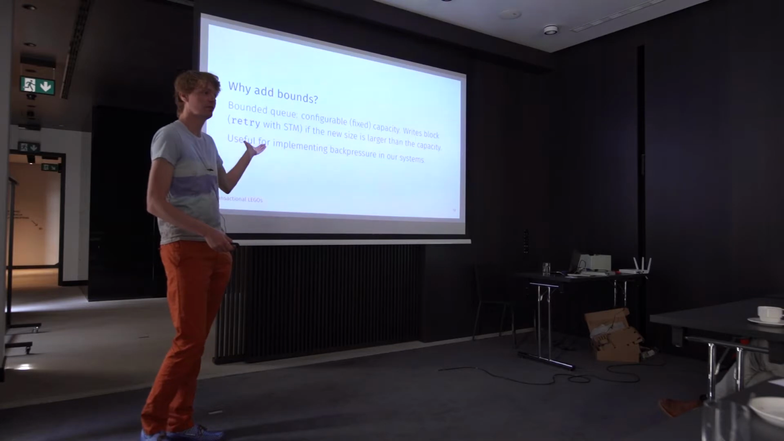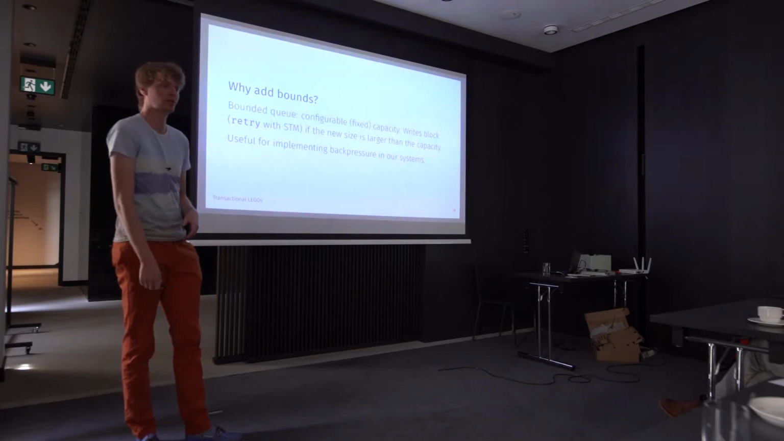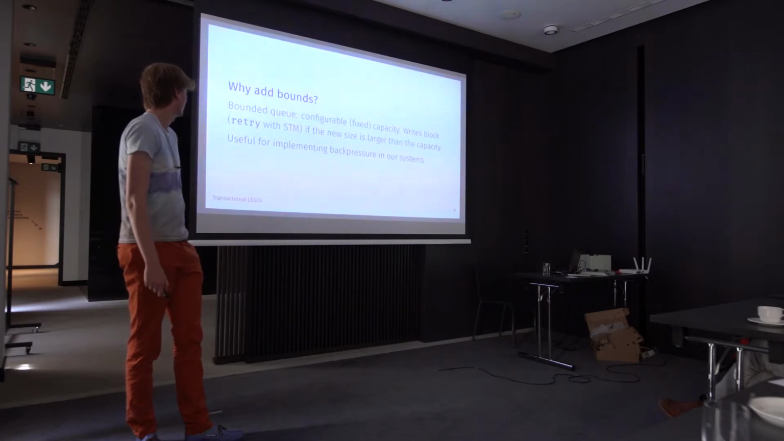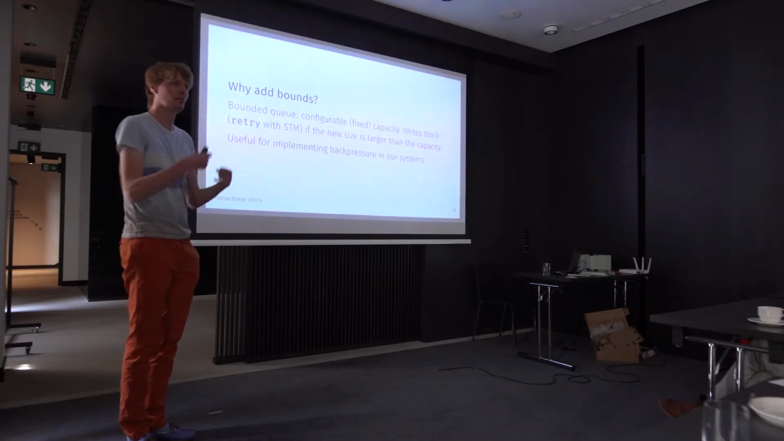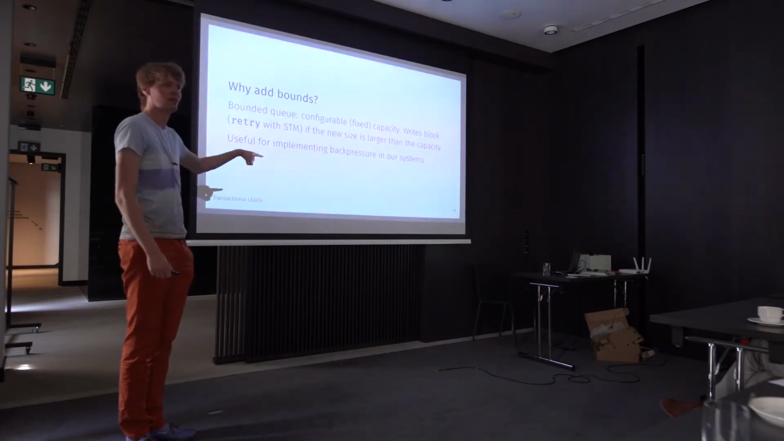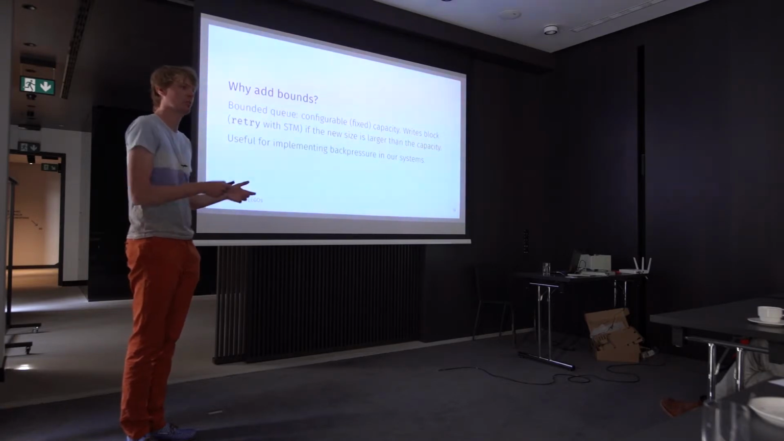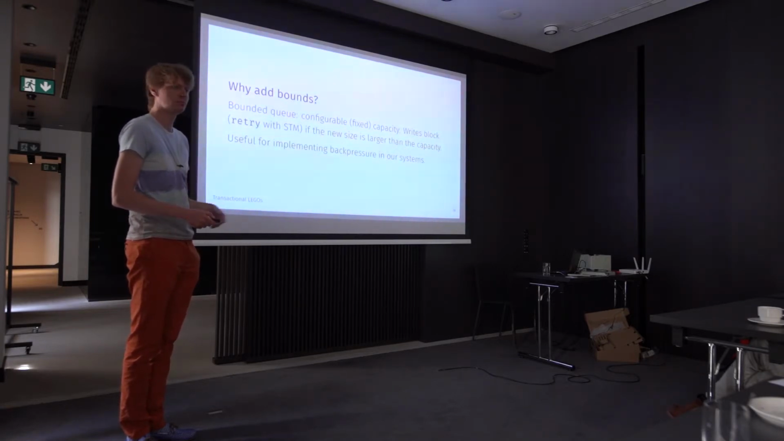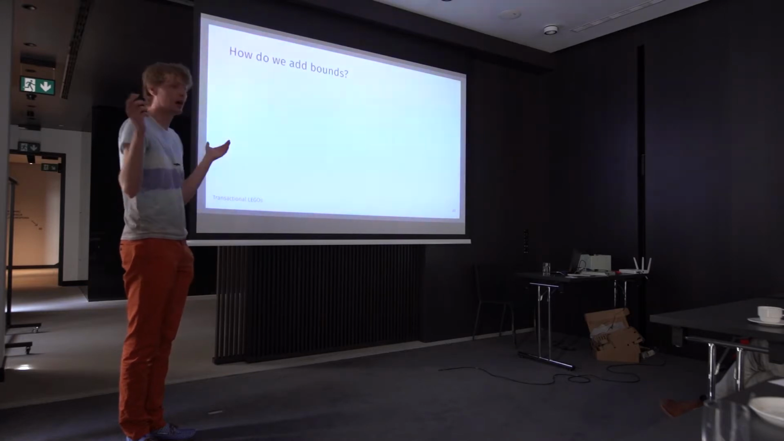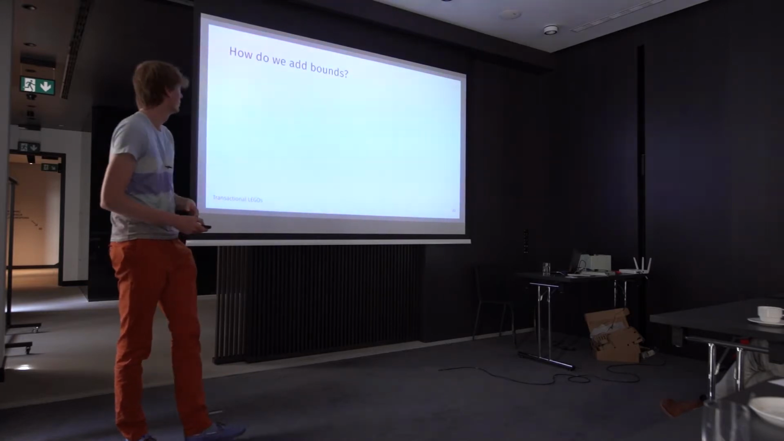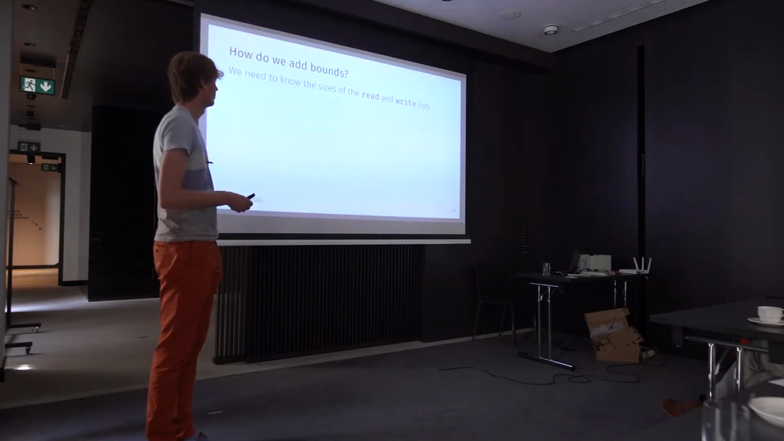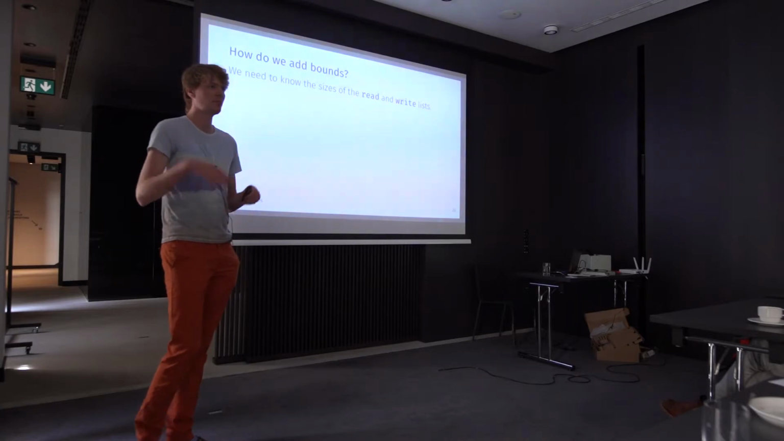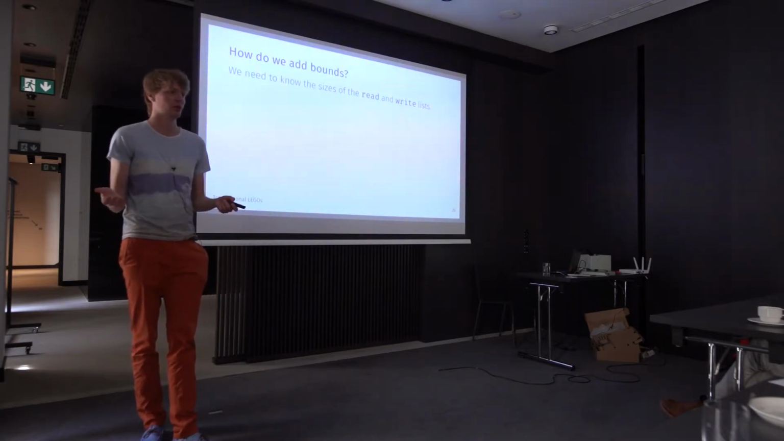So we can use this for back pressure in our systems and also for more advanced combining stuff. The combining stuff is an argument for queues, and back pressure is an argument that we might want to add bounds. So, how do we add bounds to our TQ? Well, we need to know not really the sizes of the read and write lists, actually. That's sort of false. We need to know the capacity left in our queue.